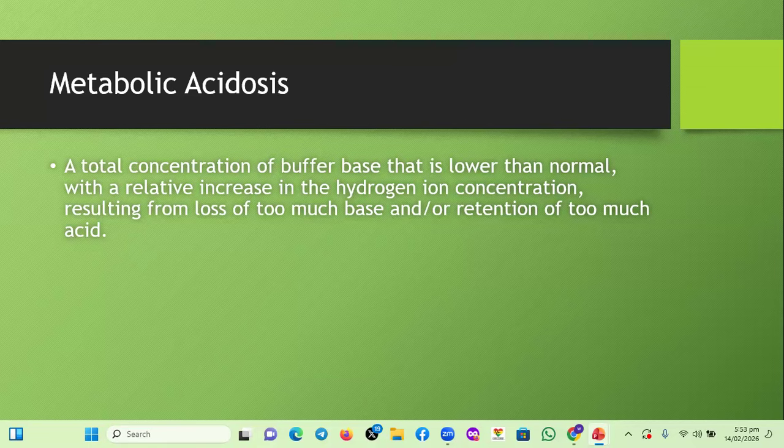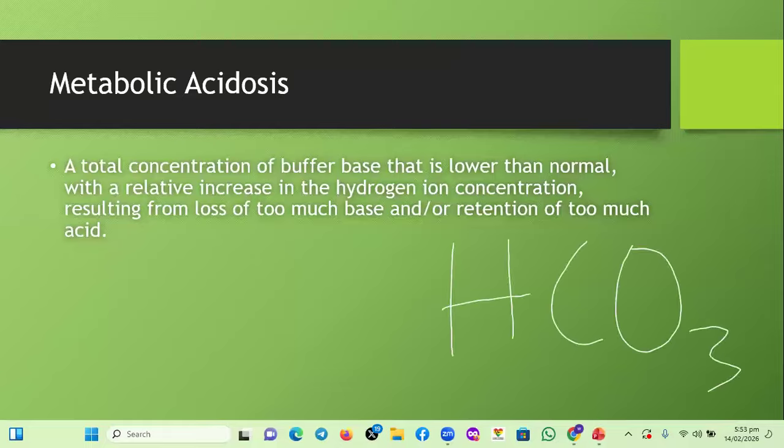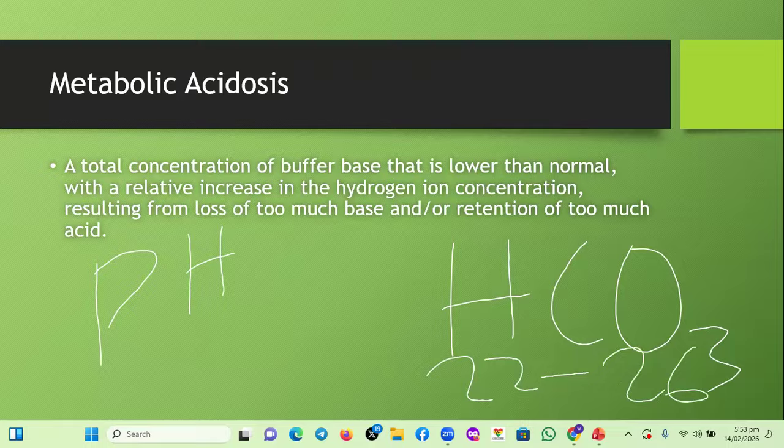And then I said that if it is metabolic, we are looking at HCO3, that is bicarbonate, right? And then we are looking at pH. Initially, I told you that HCO3 levels are 22 to 26. I said forget about the unit, and then pH. Now, so we are talking about acid, right?